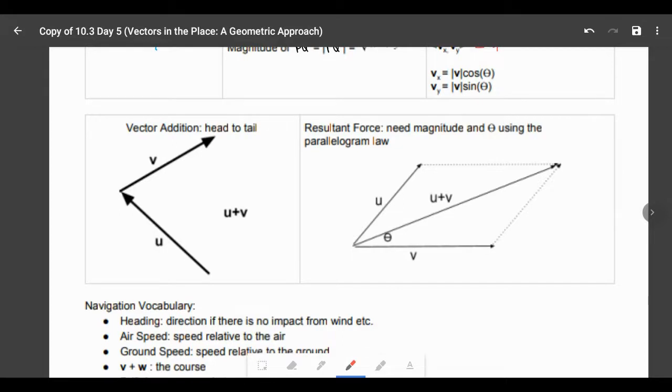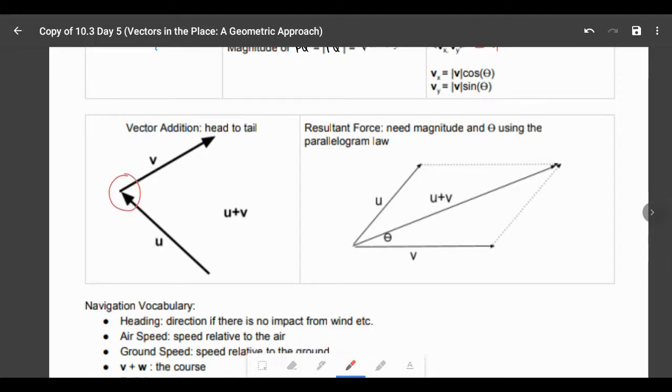In this unit, you will be asked to add two vectors together. Most important thing to remember is that when doing vector addition, we need to have head to tail.